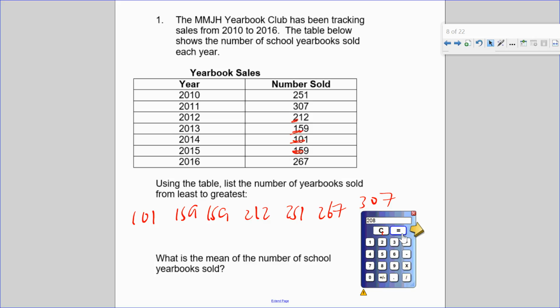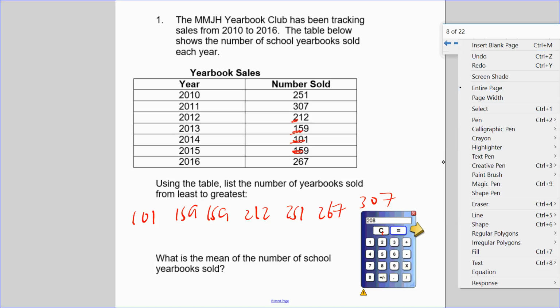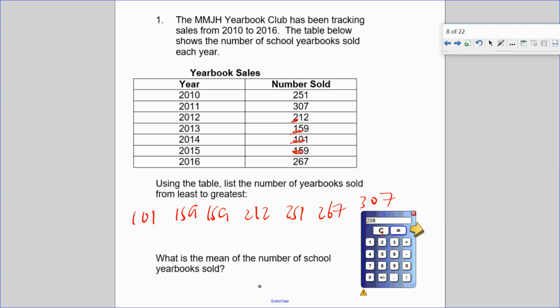So let me get my pen. The average, or the mean, is 208. So as you can tell, these were all above average. These were way below average, especially 101. Shame. All right, next one.